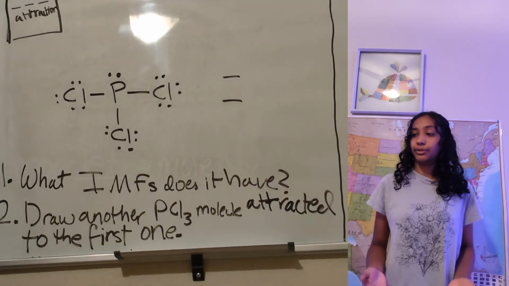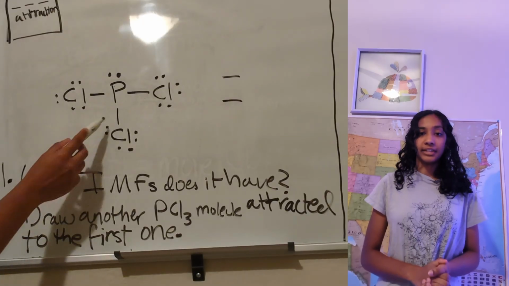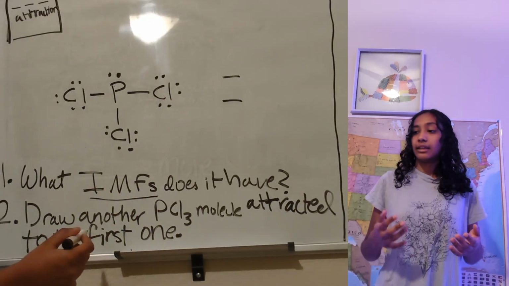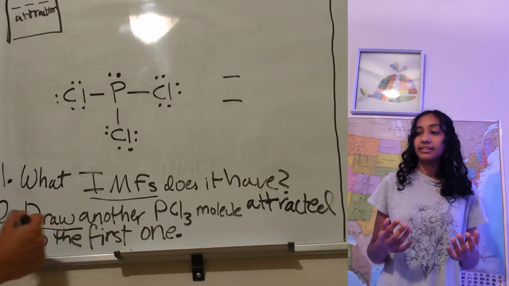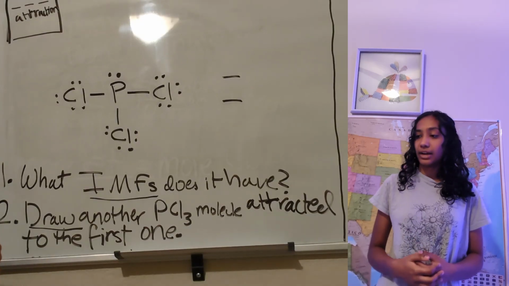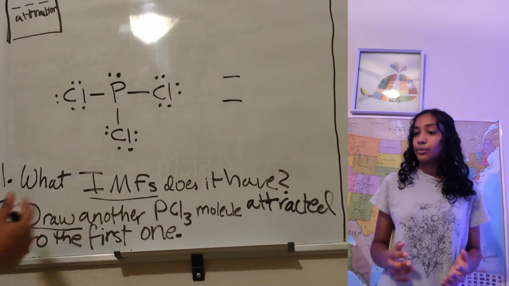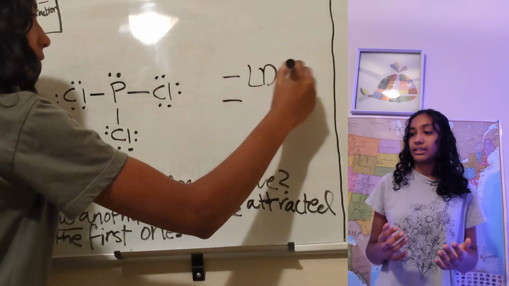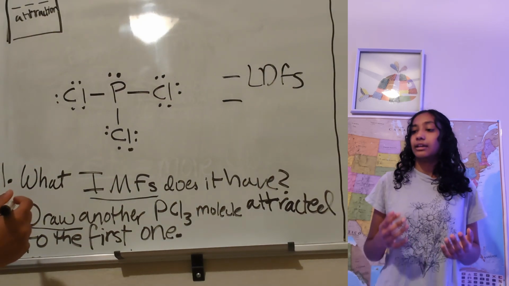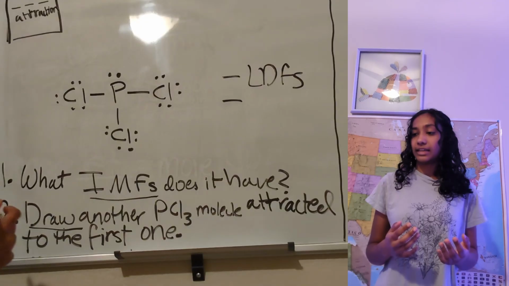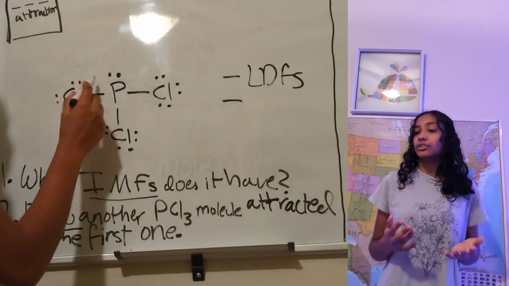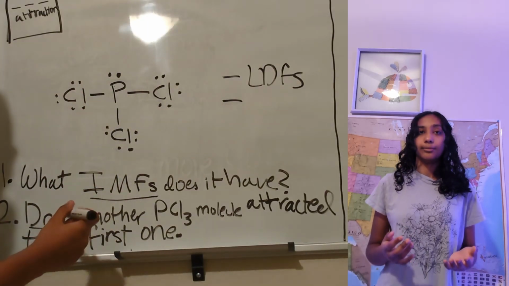Let's look at an example. This problem gives us the Lewis dot diagram for PCl3 and asks us what IMFs it has. It also asks us to draw another PCl3 molecule attracted to the first one, using a dotted line to represent attraction. First of all, we know all molecules have London dispersion forces, since all molecules have an electron cloud that forms temporary dipoles. So, we write down LDFs as one intermolecular force. Now, let's look at PCl3. There's a lone pair on the central atom, making it polar.